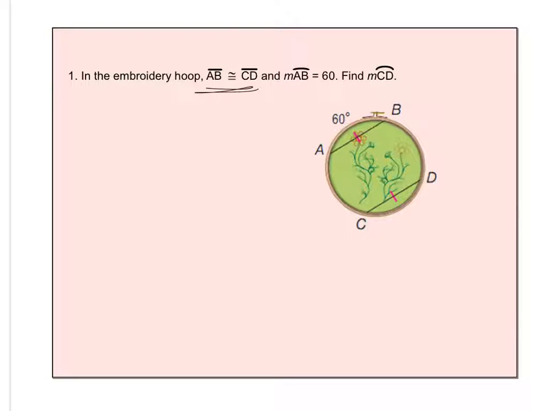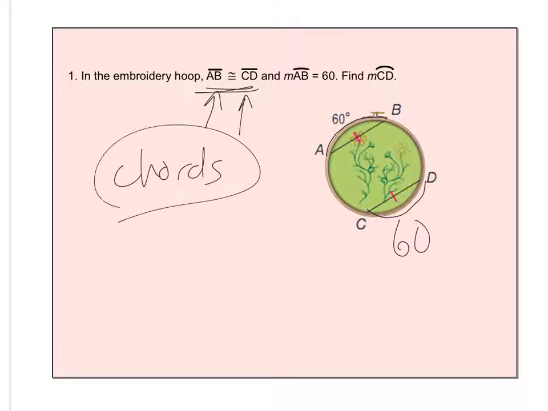So if you're looking at this, that says chords AB and CD are congruent. So if AB is 60, then CD also has to be 60. All right, so this is saying that the chords are congruent. Therefore, the arcs are going to be congruent as well.